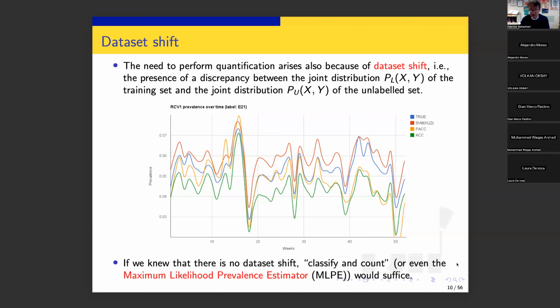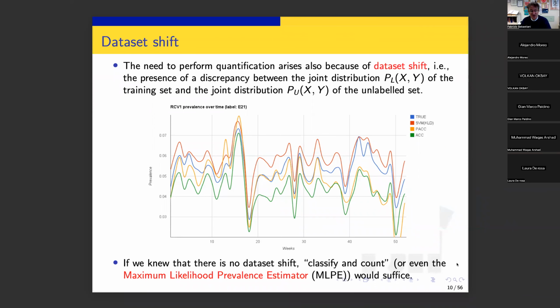When there is such a discrepancy, we say that we are in the presence of dataset shift. This plot is a visualization of the fact that in this context there is indeed dataset shift. This is the result of analyzing the data in the RCV1-v2 dataset, which is called Reuters Corpus Volume 1 version 2. It's a well-known dataset of news issued by Reuters, which were manually classified by editors.